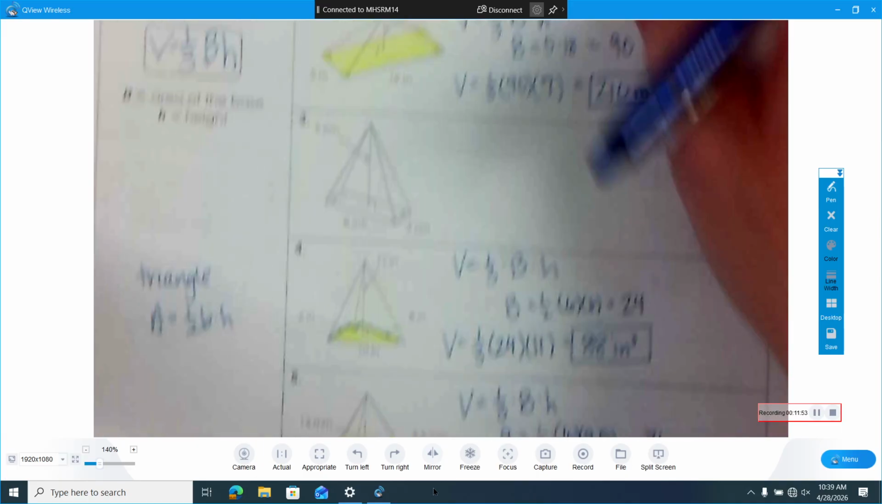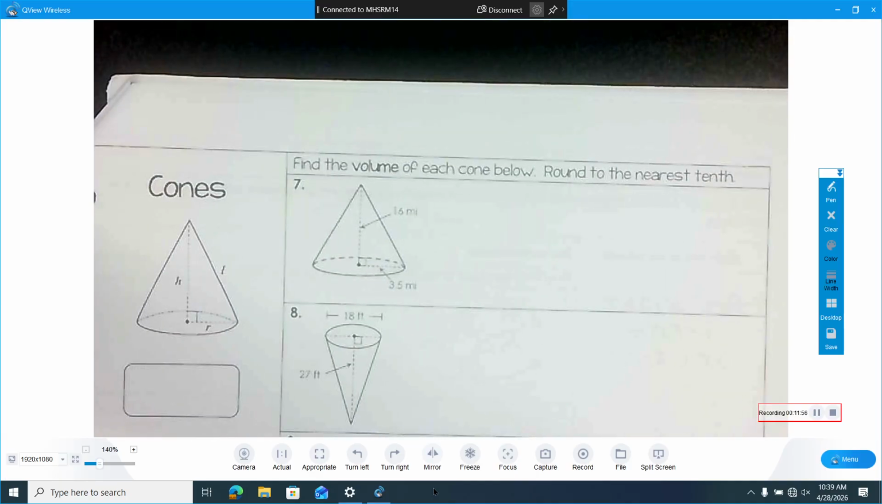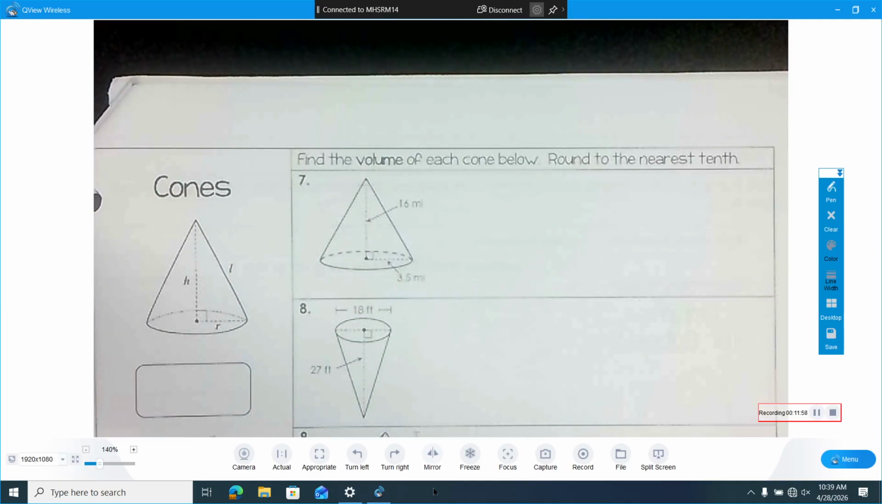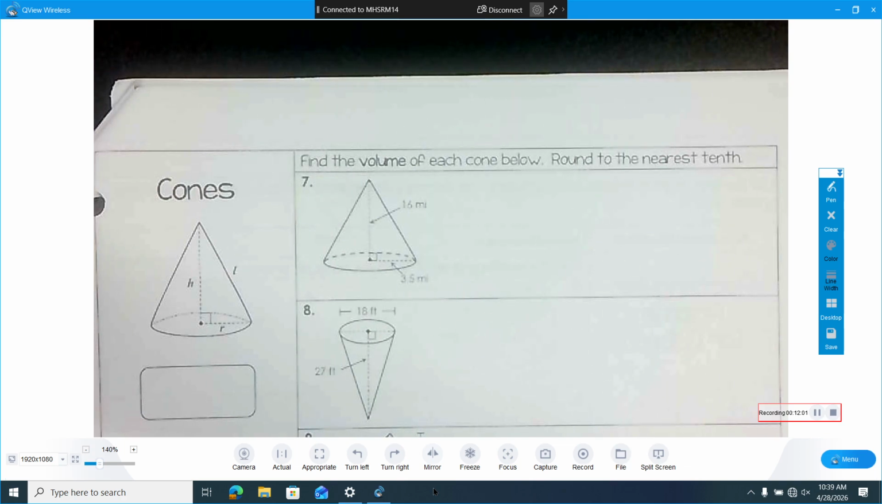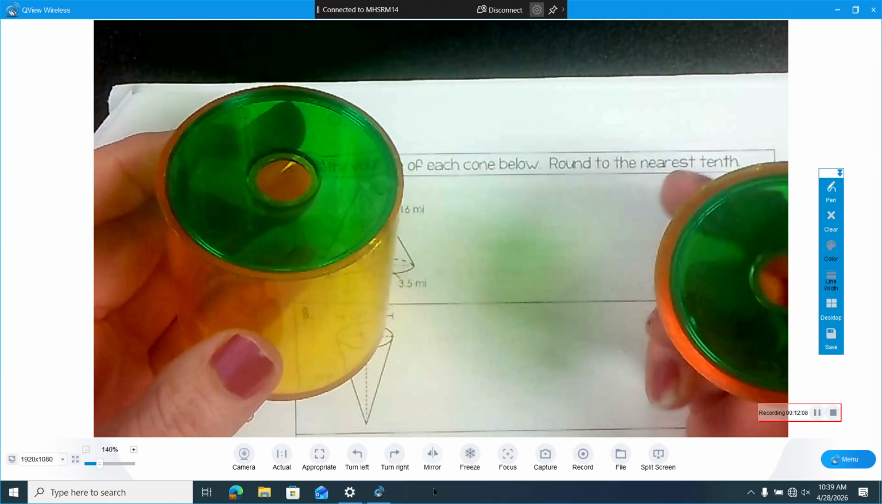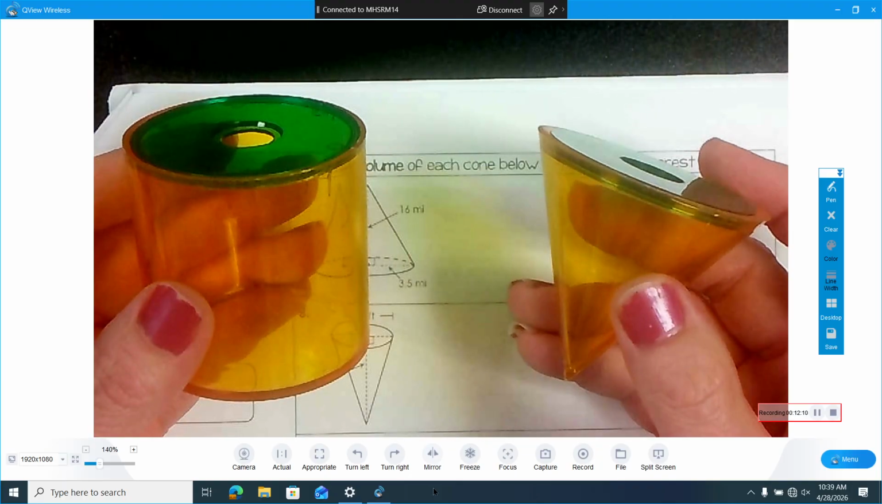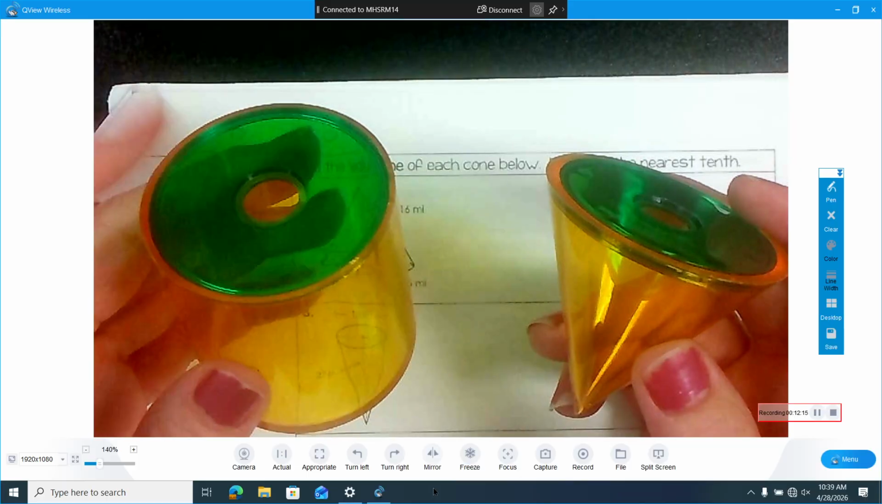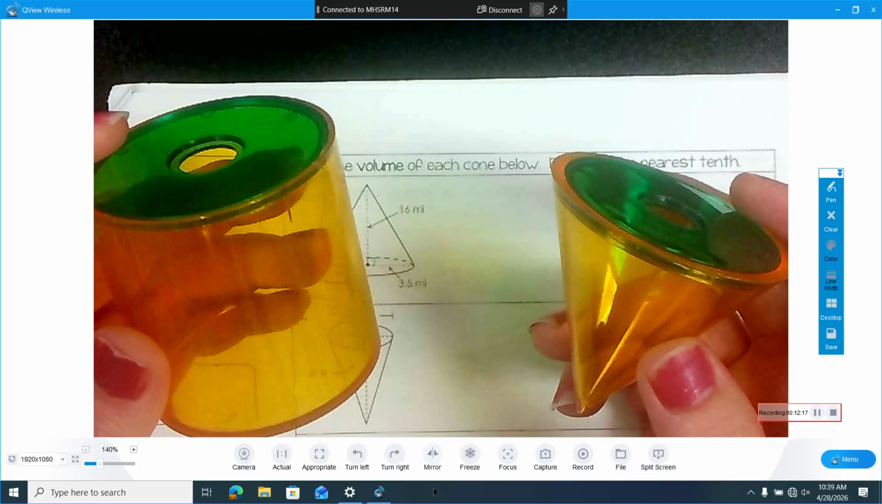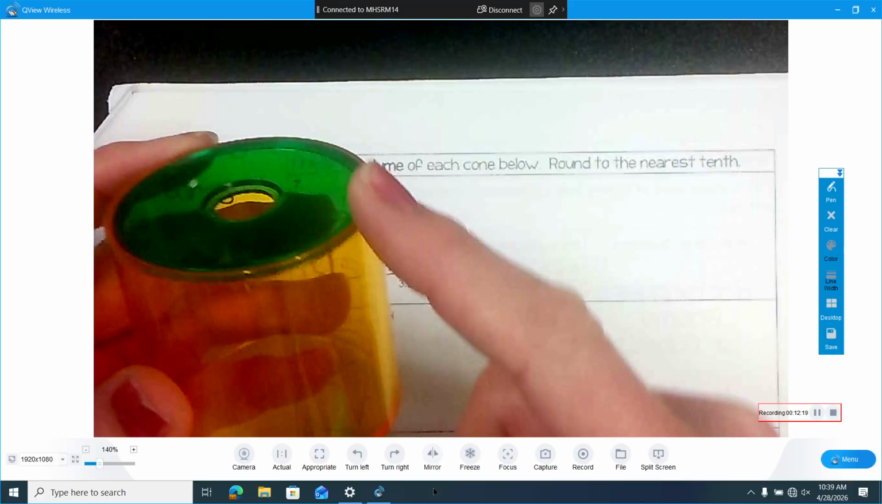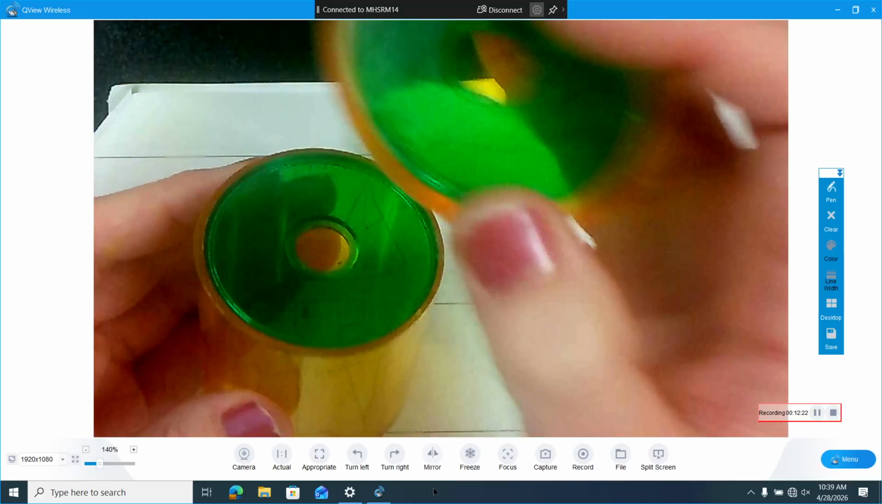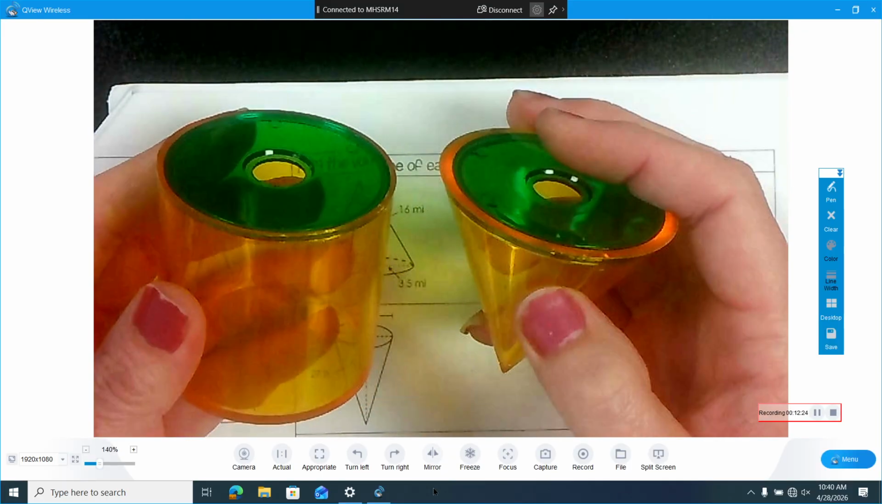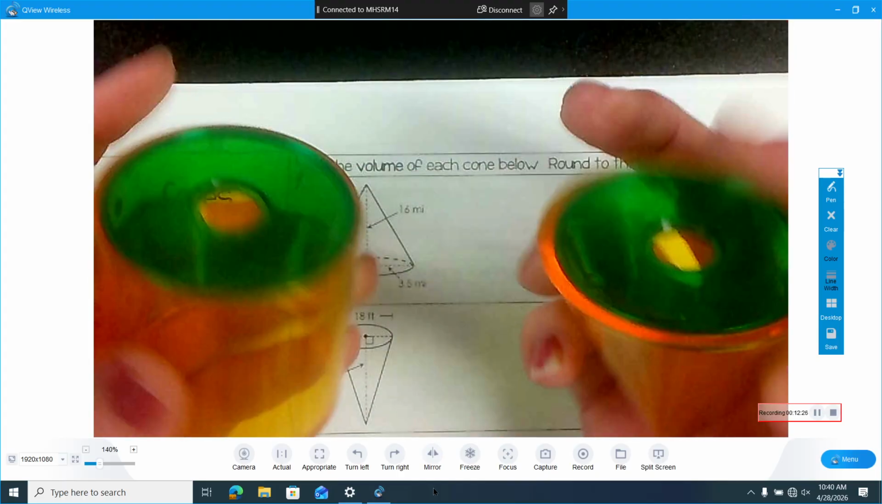Okay, let's turn the page. All right, ladies and gentlemen, now I have in my hand a cylinder and a cone. And again, the question is, we learned how to find the volume of the cylinder yesterday, which is just area of the base times the height. So how many of these cones are going to fit in the same height, same base?